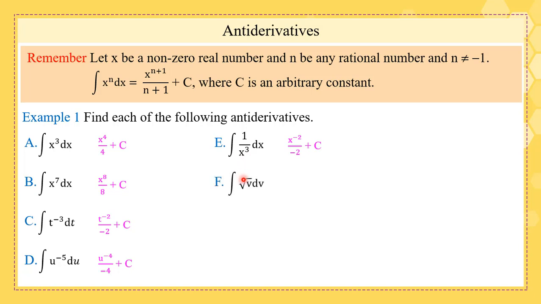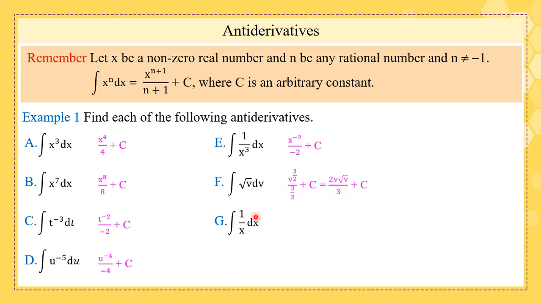Now the integral of the square root of v dv, also we write it in this form. So this is v to the power half dv. We add 1 to the exponent and we divide by the sum. We get v to the power 3/2 over 3/2 plus c, which is 2v, the square root of v over 3 plus c after some simplification.